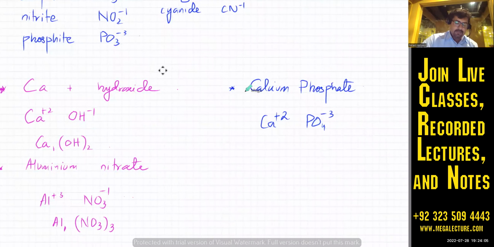So if I do crisscross over here, how many calciums will there be? There would be 3 of them. So there are going to be 3 calciums. And how many PO4s will I have? There would be 2 of them. So put a bracket and there would be 2 PO4s.